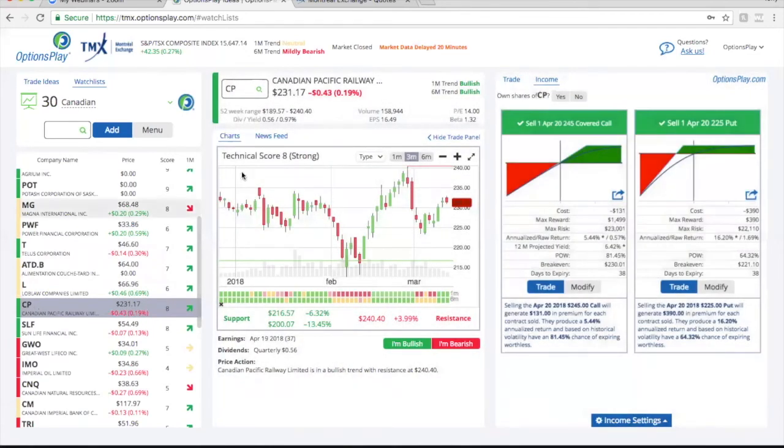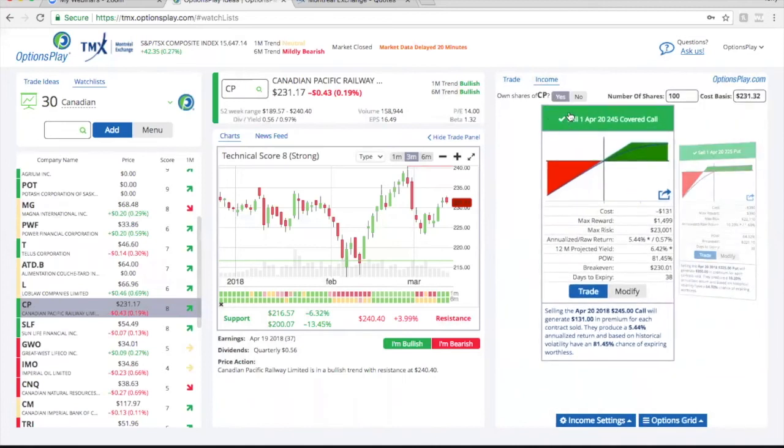Let's look at Canadian Pacific, another stock that many of you may have. So here I get the green check mark that's telling me it was able to find me a covered call. So let's say I own 200 shares of this stock. It tells me immediately that I can earn $262 in premium, which is a 5.44% annualized yield on a stock that currently only pays me about a 1% dividend. So if you own this stock, you're getting a 1% yield, which is not very attractive. You can add an additional 5.44% to it by adding covered calls, which brings your total yield to 6.2%.